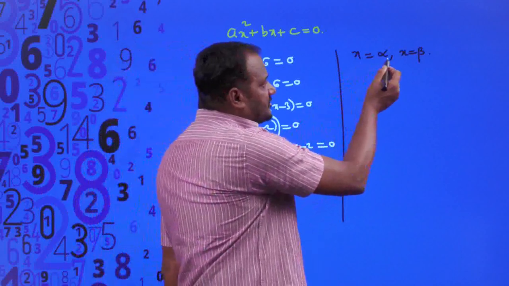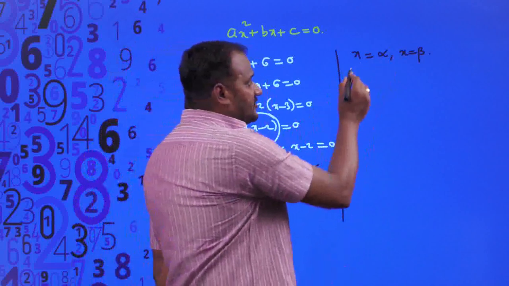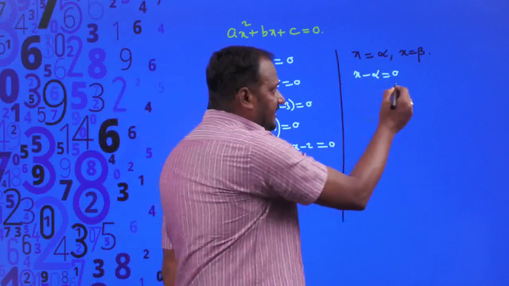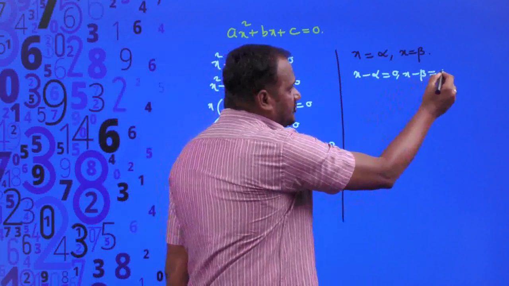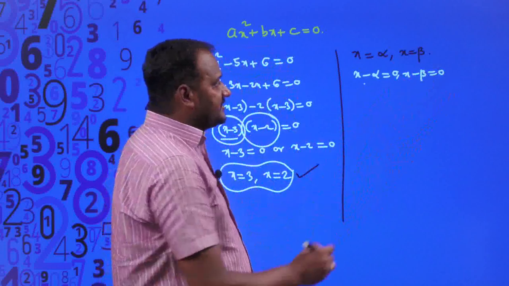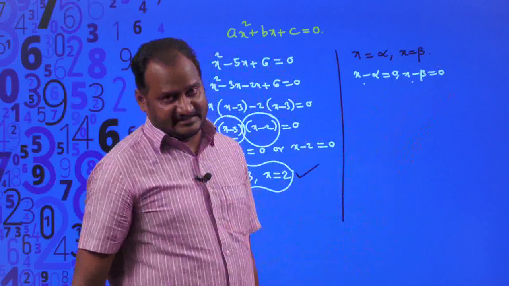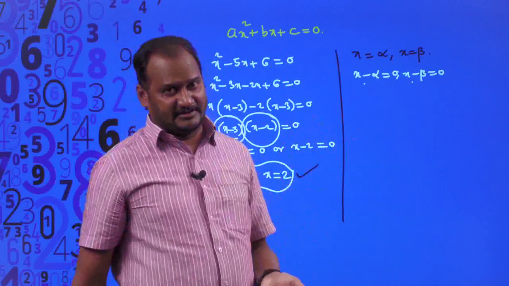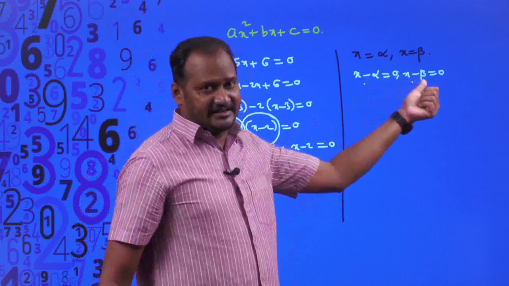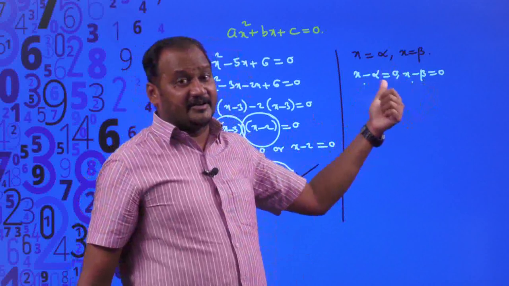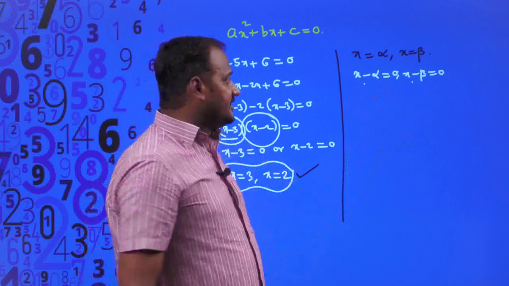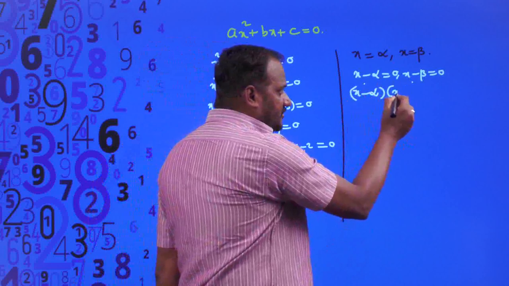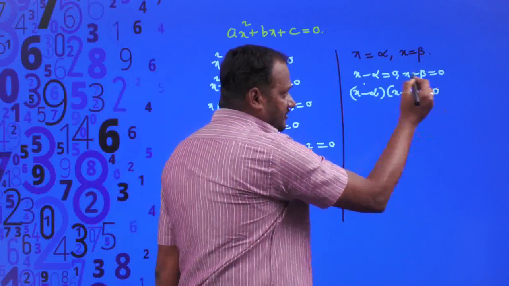We have two roots, x is equal to alpha and x is equal to beta. When x is equal to alpha is a root, can we say that x minus alpha is equal to 0? And similarly, x minus beta is equal to 0. So it means x minus alpha is one of the factors and x minus beta is another factor. When you have two factors, you have to multiply both of them to get a second degree polynomial, right? Because it is linear and it is linear. So linear into linear will become a quadratic polynomial equation. So when you multiply both of them, it is going to be x minus alpha into x minus beta, which is equal to 0.